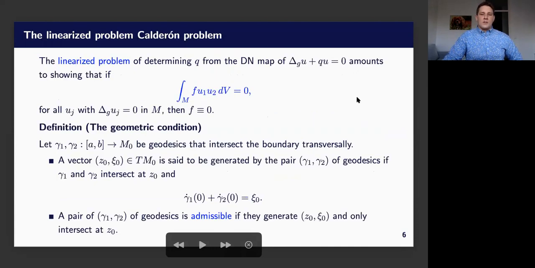Okay, so actually we are going to make things a little bit simpler even. So we are only going to study the linearized Calderón problem on cylindrical manifolds, so on these TA manifolds. The linearized Calderón problem of determining Q from the DN map of the Schrödinger equation amounts to showing that if the integral identity which integrates f against the product of two harmonic functions u1 and u2 is 0, that should imply that f is 0.